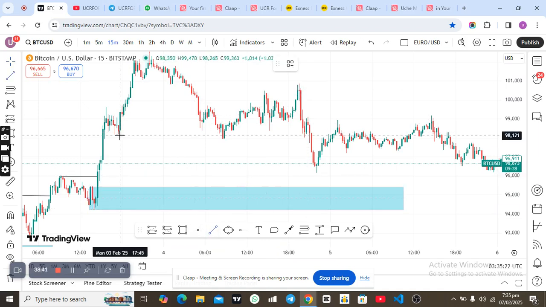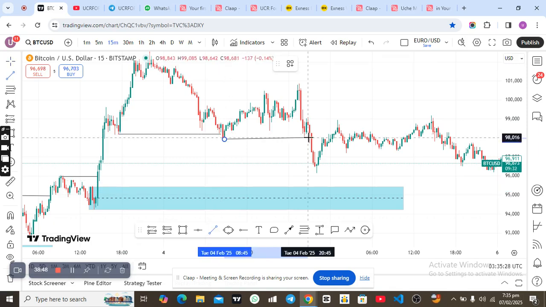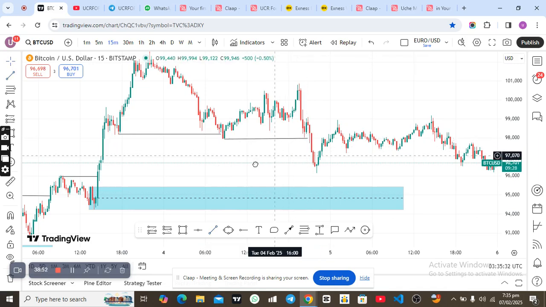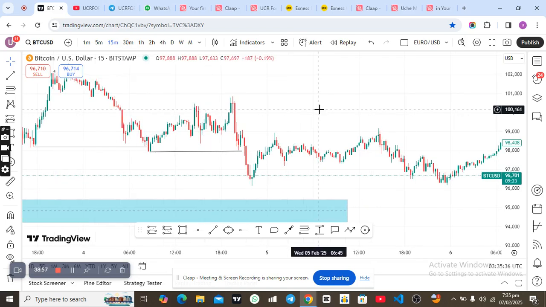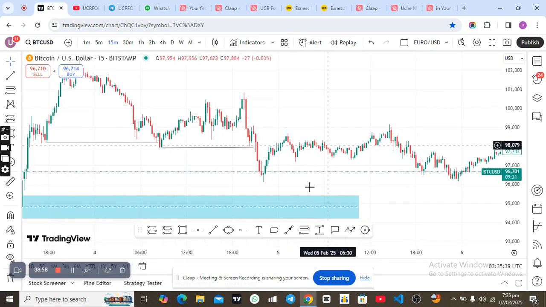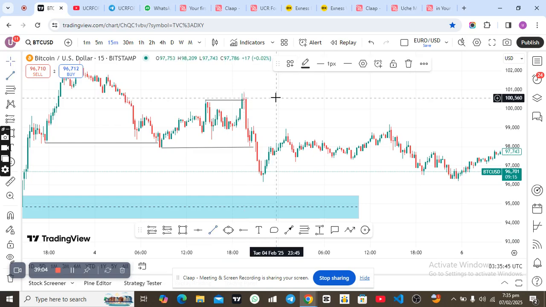Number one, we now have a BOS here. We now equally have another BOS around this zone as well. So immediately we spot this BOS on 15 minutes, it has given us a signal that something is about to happen. The next thing we saw is a what? A clear of liquidity.